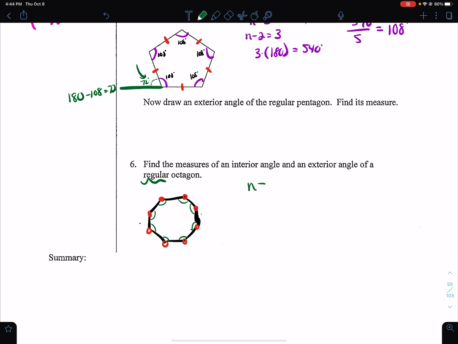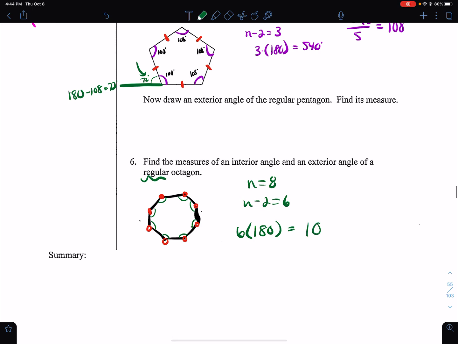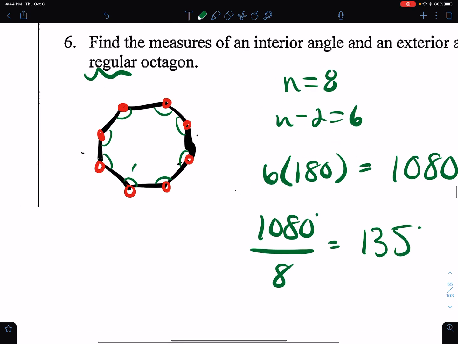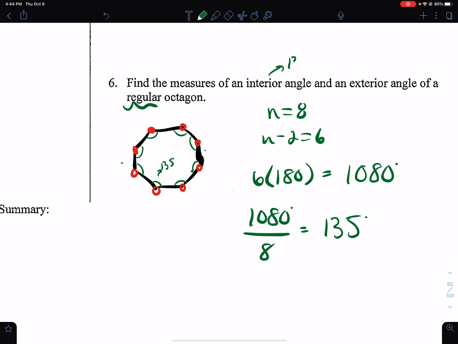So if there's 8 total sides, the number of triangles is 2 less. So all 6 of them have 180 degrees each. In total, there should be 1,080. If all 8 of those angles are the same, we're just going to divide the total sum, 1080, by 8. So each of those angles is 135 degrees. That's the measure of the interior angle.